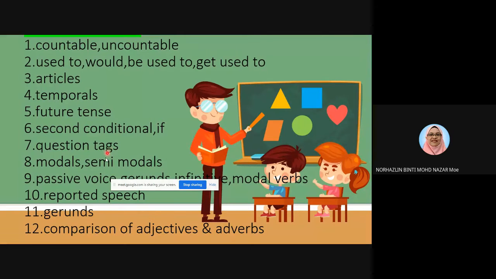Next, you need modals and semi-modals. What are modals? Modals mean modal verbs. What are semi-modals? What's the difference between modal verbs and semi-modals? And then next, you're going to study passive voice, gerunds, infinitives, and also modal verbs. What is passive voice?